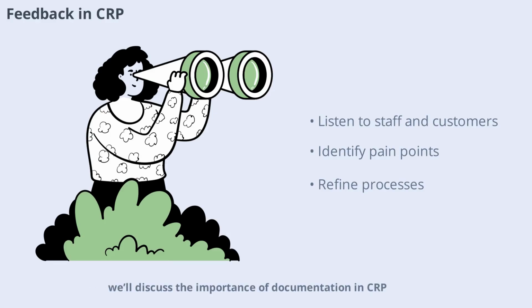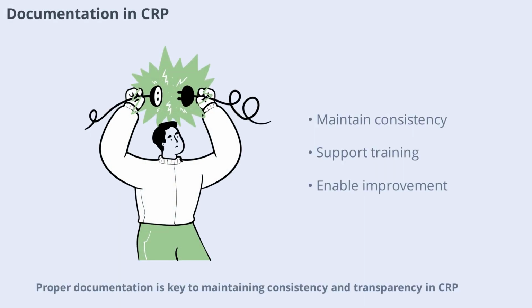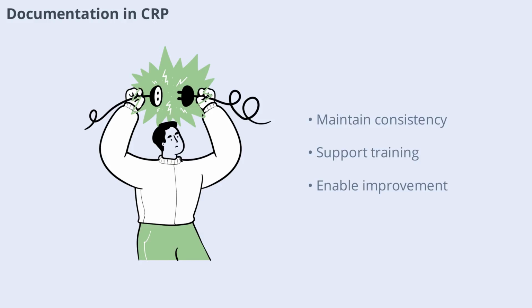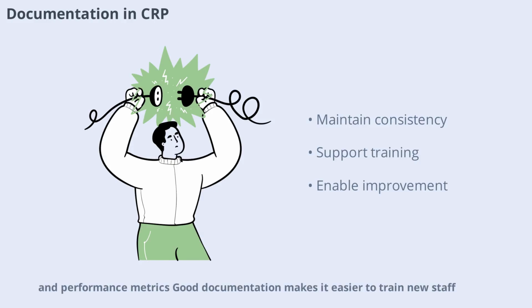Next, we'll discuss the importance of documentation in CRP. Proper documentation is key to maintaining consistency and transparency in CRP. This includes keeping records of capacity plans, schedules, adjustments, and performance metrics. Good documentation makes it easier to train new staff, review past decisions, and comply with regulations. It also supports continuous improvement by providing a clear record of what's been tried and what's worked.